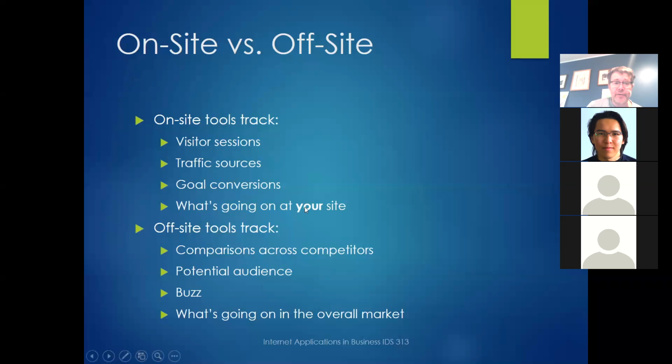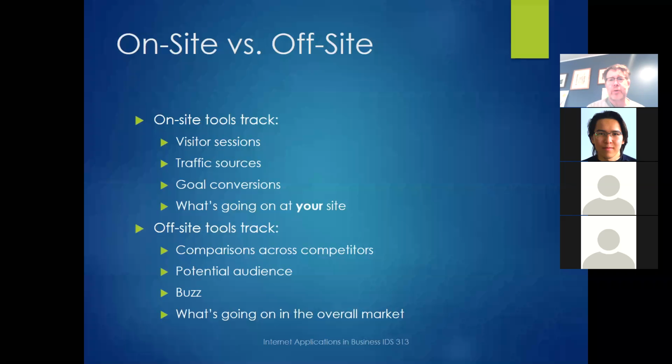Off-site tools, on the other hand, check broader market information, right? So things like comparisons across competitors, like within a category of website, who's getting the traffic, who isn't. For example, is Twitter getting more visitors or more income, or are you getting, I don't know. Whatever. Different comparisons across competitors.